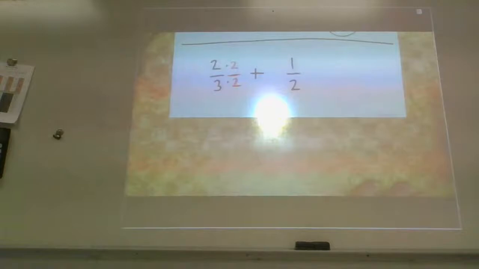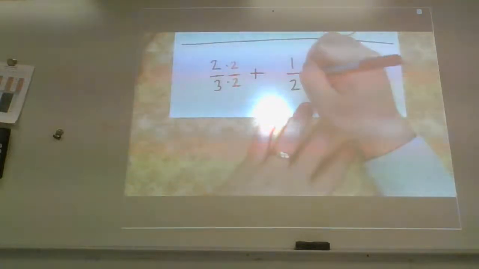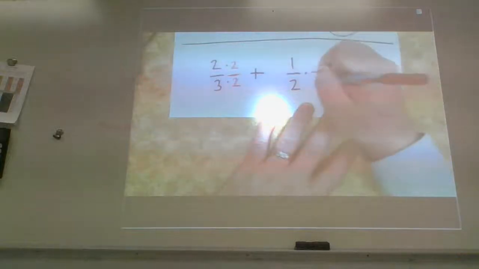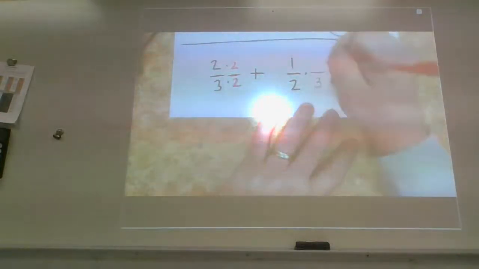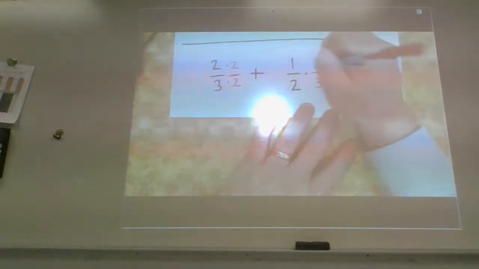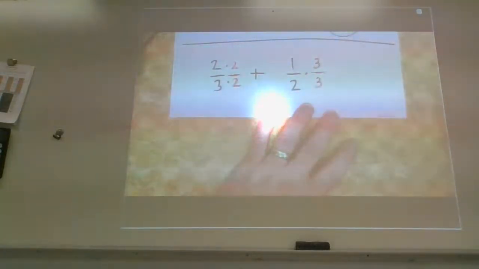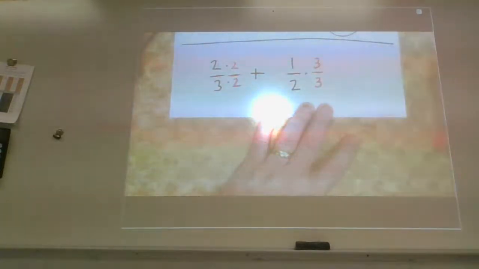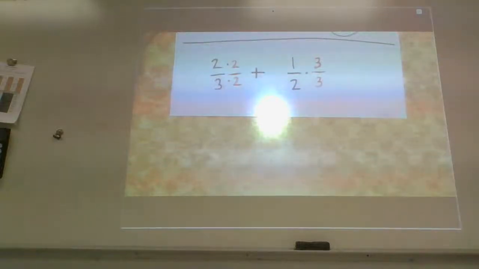So you absolutely have to do that. That rule stays the same. For this one, you said the common denominator was 6, so I'm going to multiply by 3 over 3. Technically, what am I multiplying by? This whole fraction, what am I multiplying by? Yeah, I'm technically multiplying by 1. I'm not changing the value of the number. I'm just changing the way it looks.